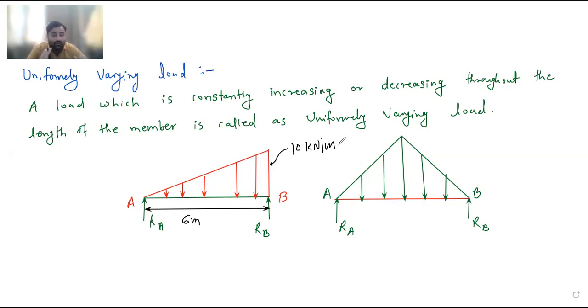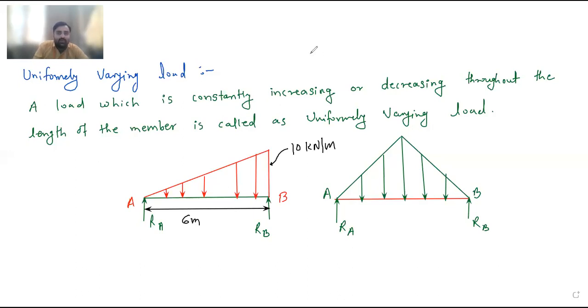Now I want to convert this UVL into the point load. Why do I want to convert that? Because while calculating summation Fx, summation Fy, and while taking the moment, we require the point load. That is why we want to convert that. So now, in the morning I have already told you, while converting the UDL into the point load, the area of the load gives you the magnitude. Area of the loading diagram gives you the magnitude.